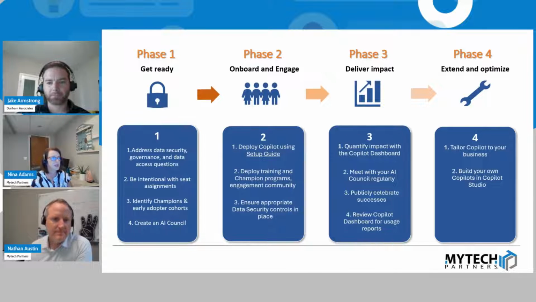Some of the other steps there would be actually deploying, onboarding, and engaging. Further down the line, looking at how we are actually delivering that impact? How do we measure it? What reports can we be looking at to see if it's actually effective? And then way further down the line, there are ways to actually extend and optimize. In other words, customizing Copilot to do some very specific things in your 365 environment. So with that said, Nate, I'm going to hand it back to you. Hopefully this gives a little bit of background to today's session.